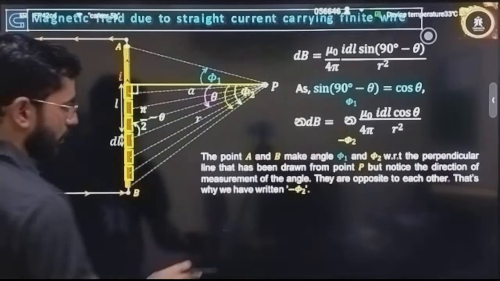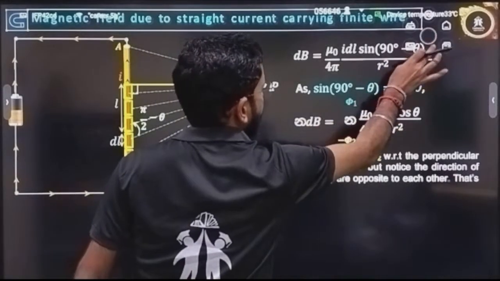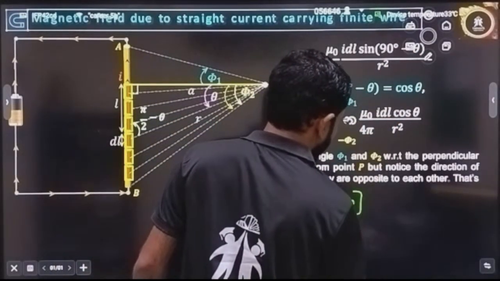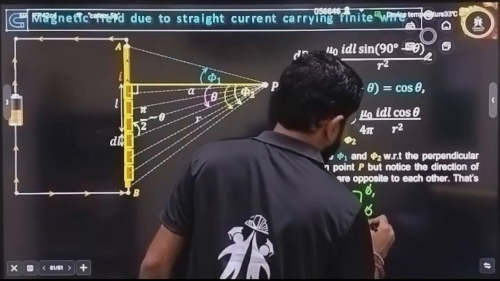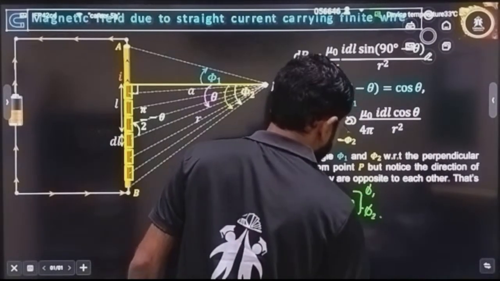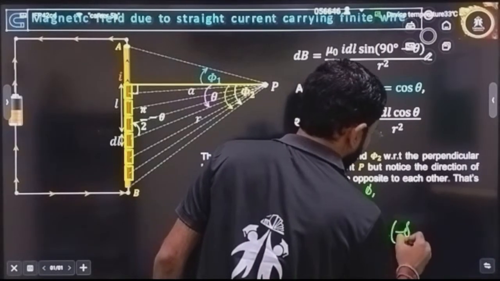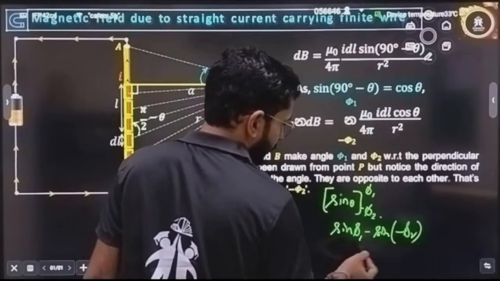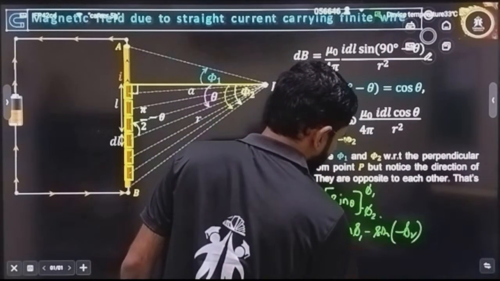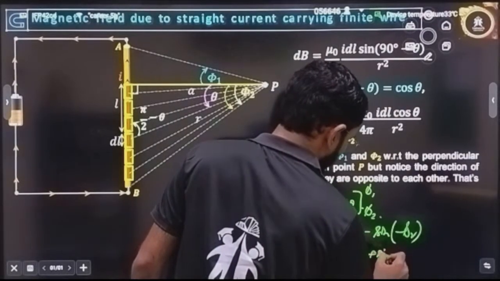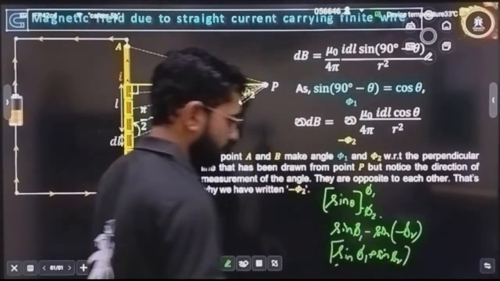Now after that, only integration was there. What is the integration going to give you? Integration of sin theta, limits you have to put from minus of phi 2 to plus of phi 1. Put the limits, what will you be writing? Sin of phi 1 minus sin of minus of phi 2. Sin of minus theta will become plus sin theta. That means inside the limits it will become sin phi 1 plus sin phi 2.